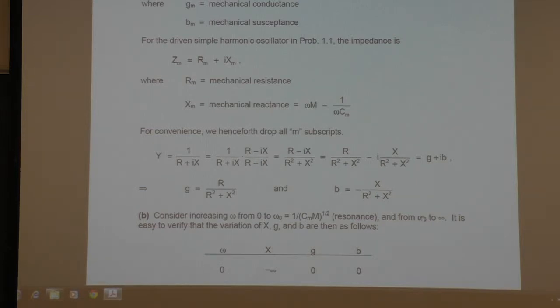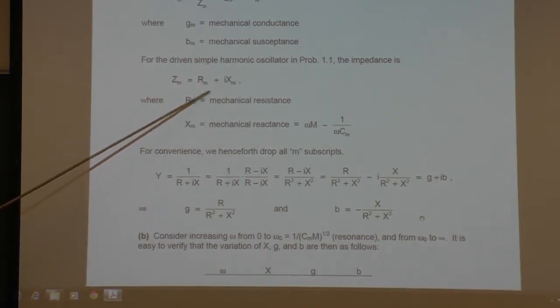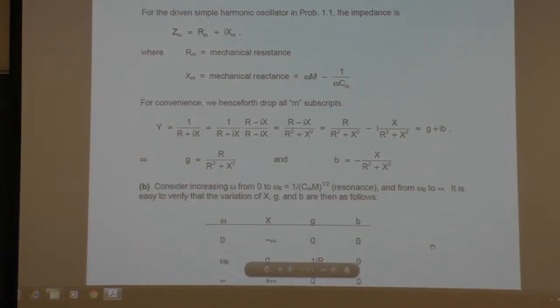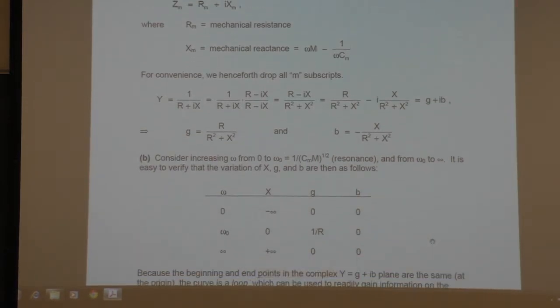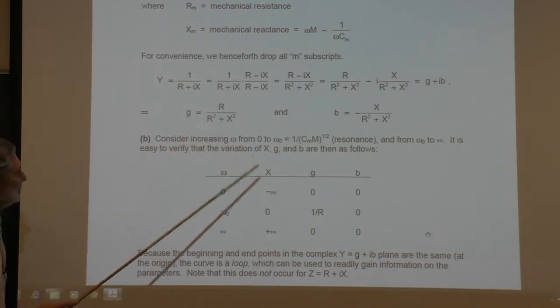Now the next part is to look at what happens as we change frequency. In general, the real and imaginary parts are functions of frequency. Now the impedance here is a constant. It's not a function of frequency, but in general, it can be. But this is clearly a function of the frequency. So what happens as we go from 0 frequency to infinite frequency? Well, if you look at the values here, and I'll let you verify this.